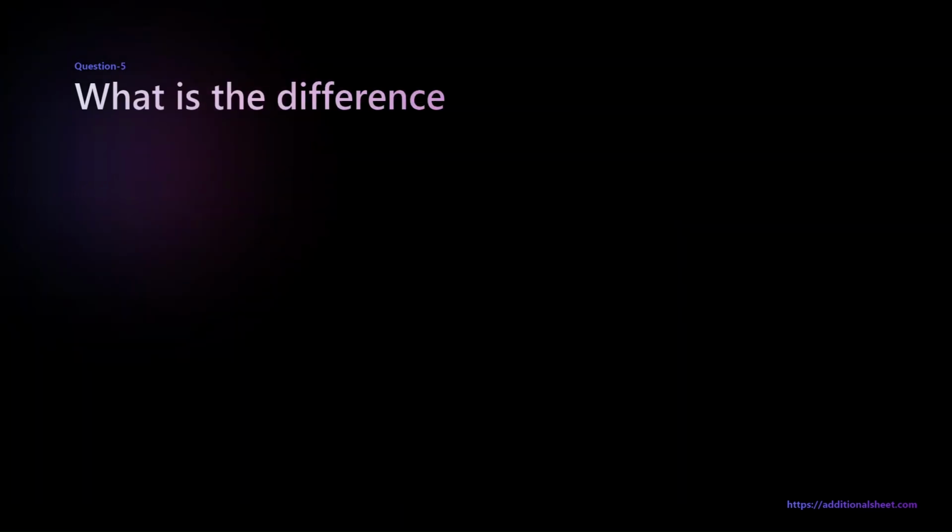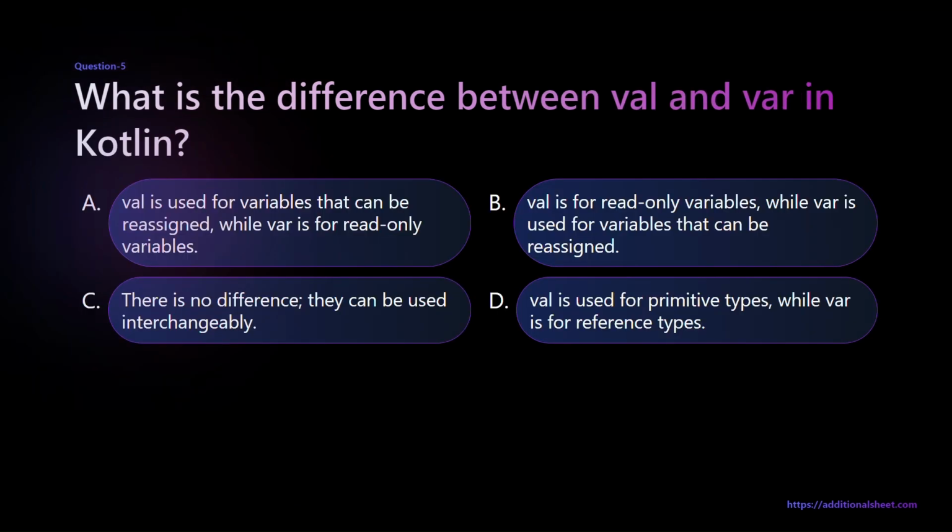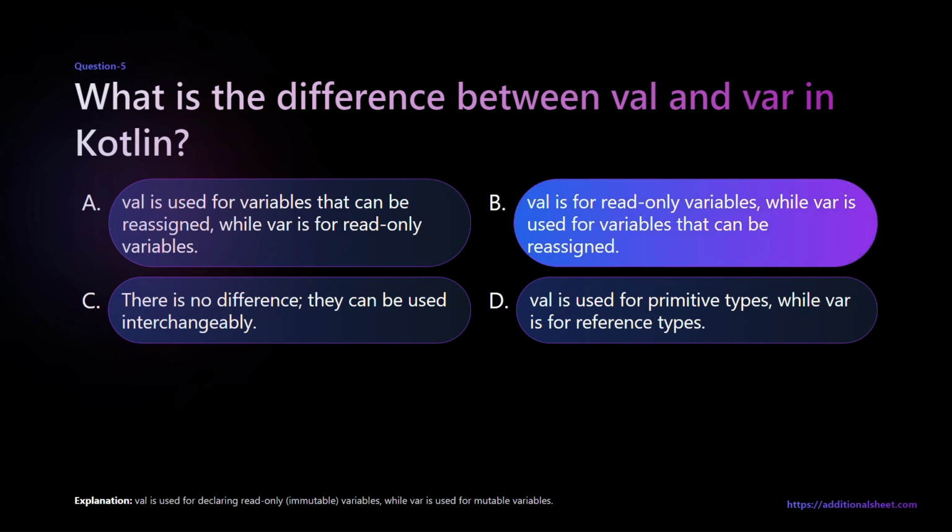What is the difference between val and var in Kotlin? Option A, val is used for variables that can be reassigned, while var is for read-only variables. Option B, val is for read-only variables, while var is used for variables that can be reassigned. Option C, there is no difference, they can be used interchangeably. Option D, val is used for primitive types, while var is for reference types. The correct answer is Option B, val is for read-only variables, while var is used for variables that can be reassigned.